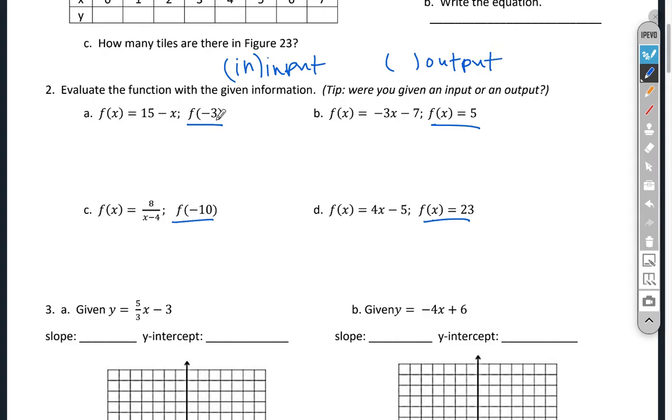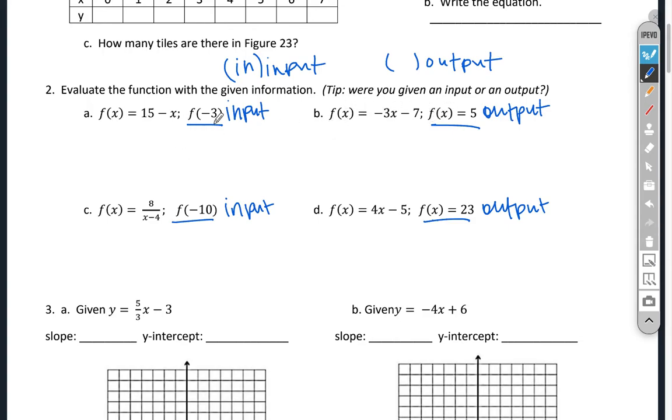Okay, so here we've got f of negative 3. This is inside the parentheses, so this is an input. f of x equals 5. This is outside of the parentheses. This is an output. f of negative 10 is inside the parentheses. This is an input. And f of x equals 23 is outside of the parentheses, so this is an output. I like to go ahead and do that before we solve, just to make sure we understand what we're doing. So for our inputs, we know that we're plugging in for x, and for our outputs, we know that we're plugging in for f of x, okay?